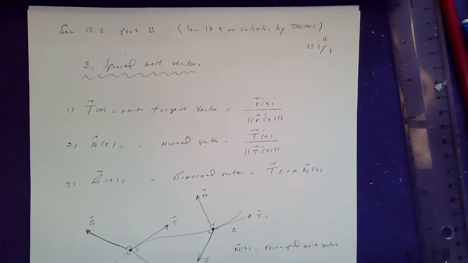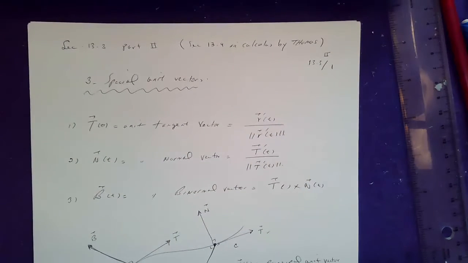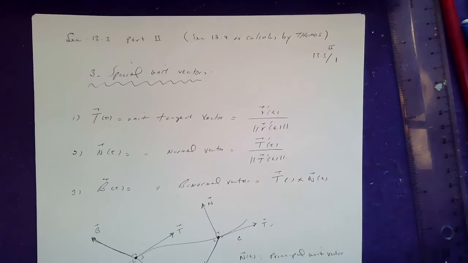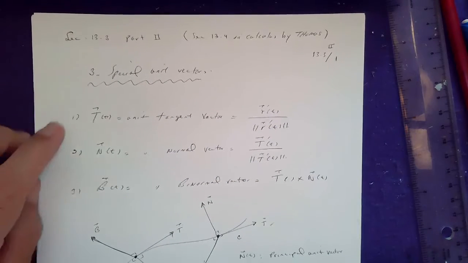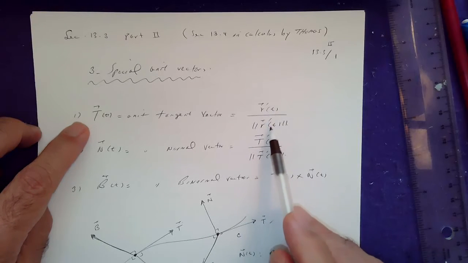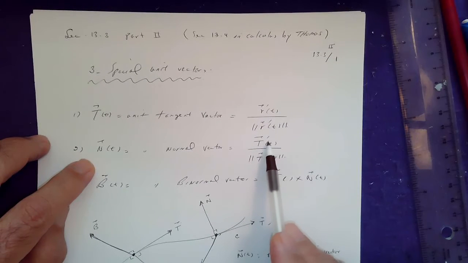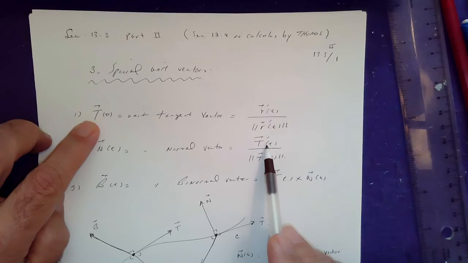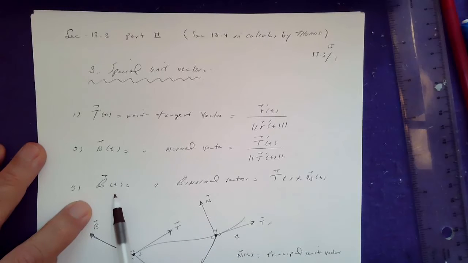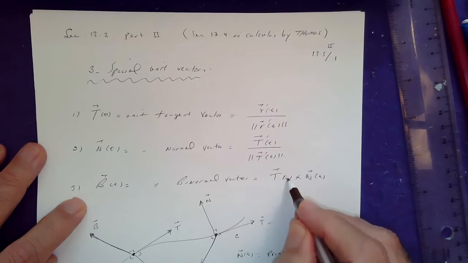Section 13.3, Part 2, whereas in Thomas' textbook it is 13.4. We'd like to go over three special unit vectors, which are associated with any motion problem. Those are the unit tangent vector, which is defined as r prime divided by its magnitude; the normal vector, which is defined by T prime, the derivative of the tangent vector, divided by its norm or magnitude; and finally the binormal vector, denoted by B, which is the cross product of what?